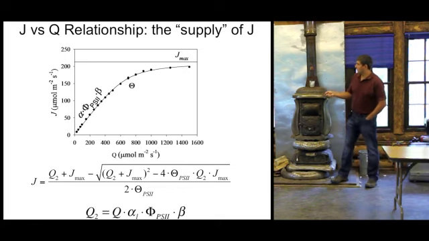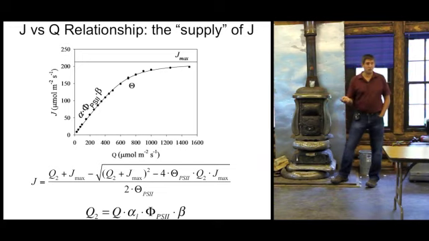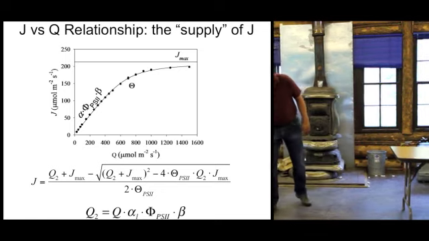Involved in this is alpha, which is absorptance. Phi PS2 is the quantum efficiency with which light is being used, the efficiency with which light is being used by one of the photosystems. And then beta is the number of photosystems in electron transport.